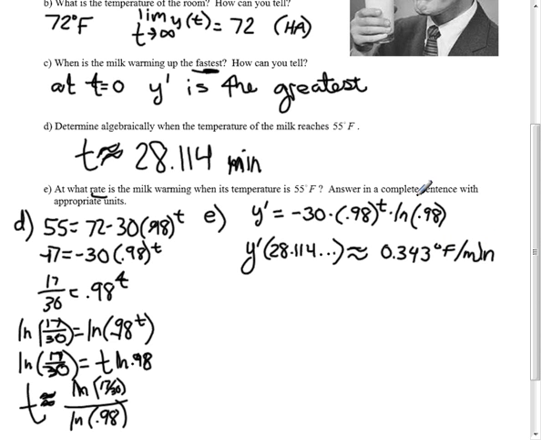I wrote y prime. Maybe that's not the best way of doing it. If I wrote dy/dt, y was in degrees Fahrenheit, t was in minutes. That helps us see what units we would use here.